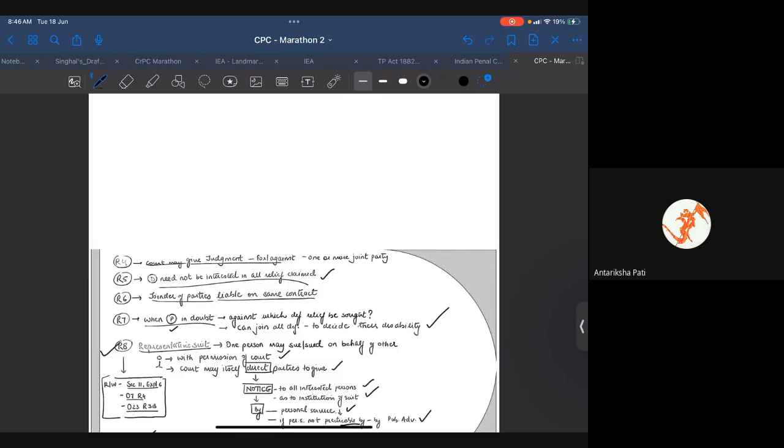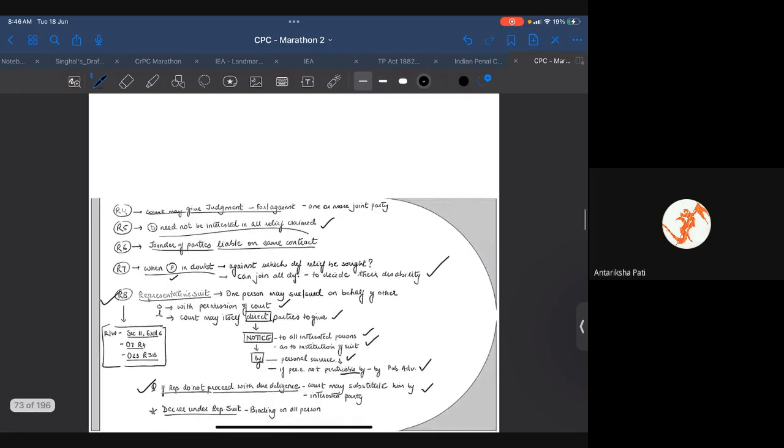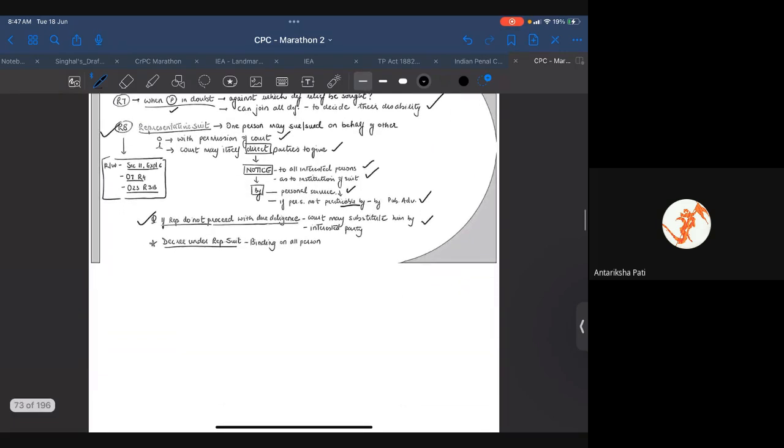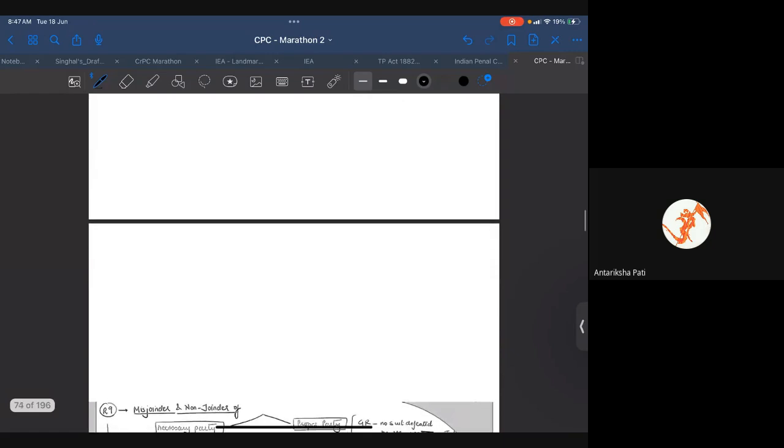Now, Rule 8 is representative suit. Here, one person may be sued on behalf of the other with the permission of the court, and court may itself direct the parties to give notice to all interested persons as to institution of suit, and it can be done by personal service, or if personal service is not practicable, then by public advertisement. And if the representative does not proceed with due diligence, then court may substitute him by an interested party, and decree under representative suit is binding on all persons as well as under res judicata also. Res judicata explanation also deals with the same.